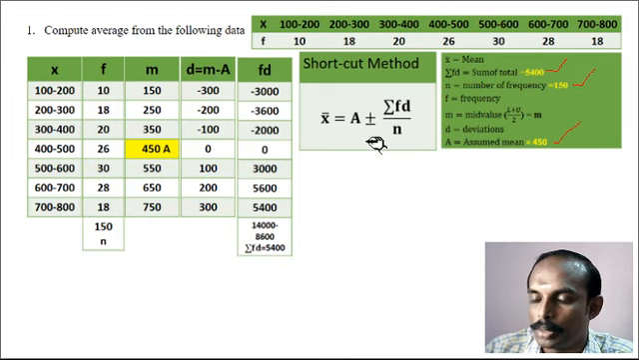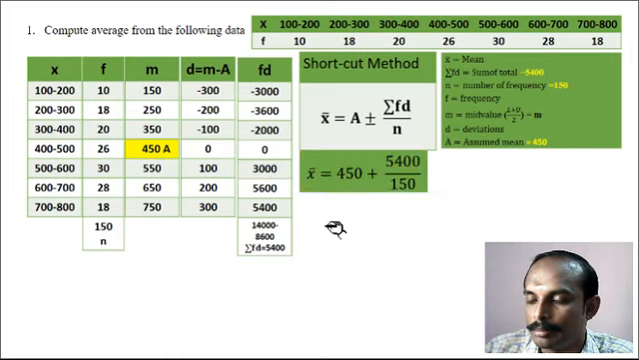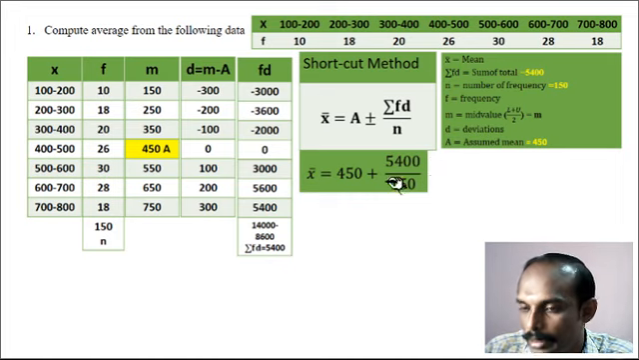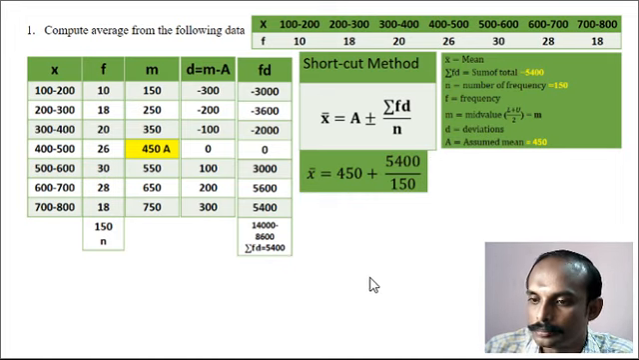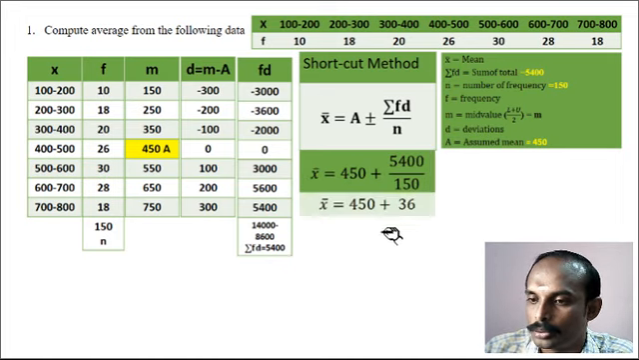So to apply the formula, x bar is equal to a plus or minus sum of fd divided by n. So a is 450, the assumed mean, and the sum of fd is 5400, a plus value. So put the plus symbol. So 5400 divided by 150 is 36. So it's equal to 450 plus 36. Therefore, the mean is equal to 486.